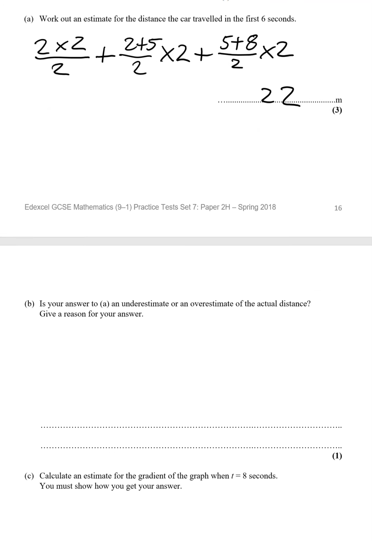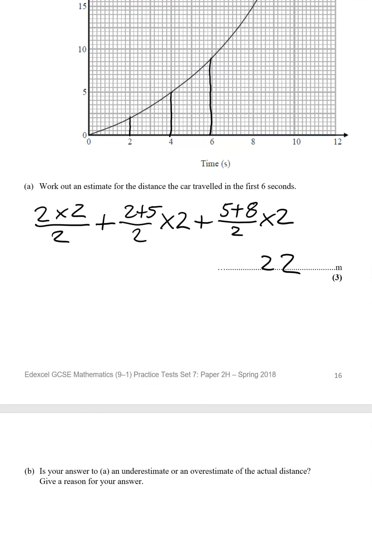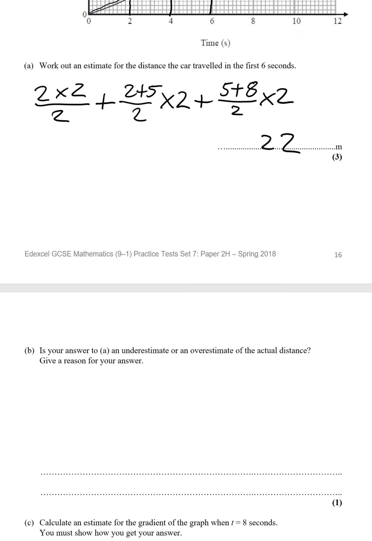Is your answer an underestimation or an overestimation? Well, it's going to be under because all of my... Oh no, it's going to be over, isn't it? Because these are going over the line. So it's an overestimation because my shapes are slightly above the line.